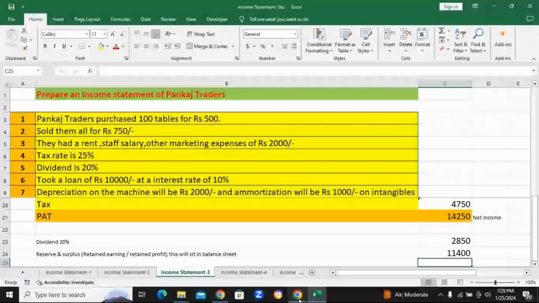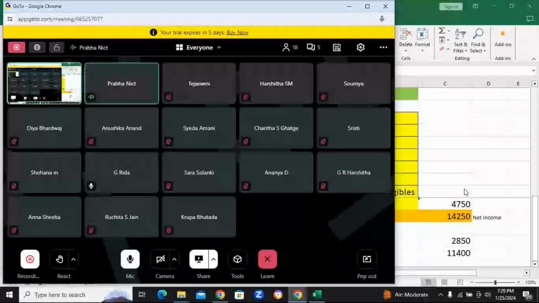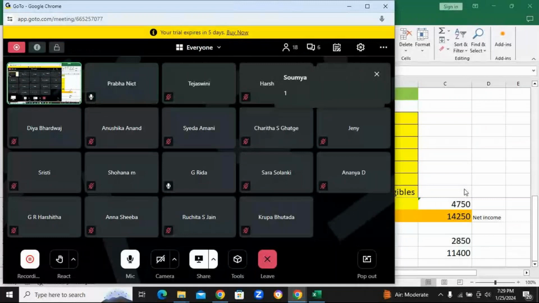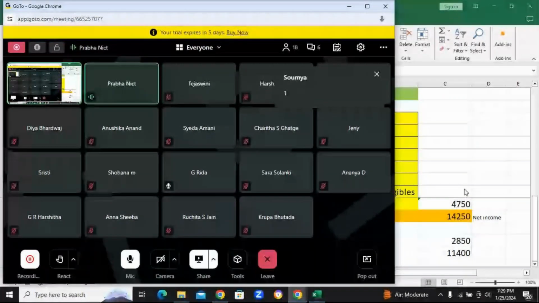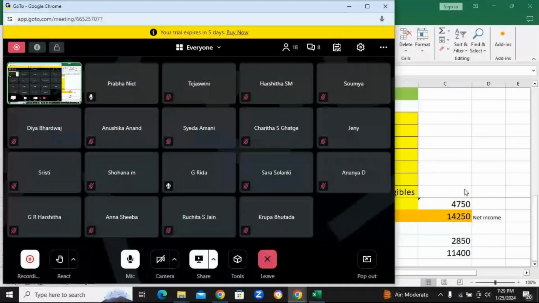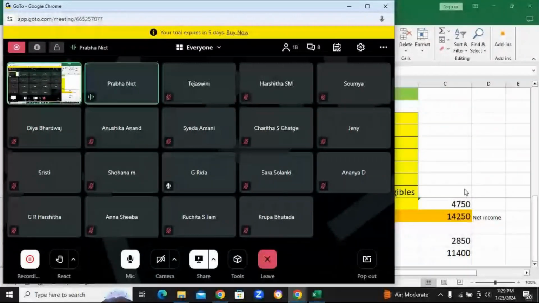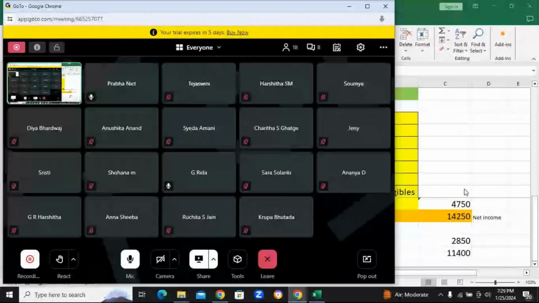Type in 1 if you people have got the same answer. If anybody is having any doubts or anything, please you can get it clarified. Anybody still having any doubts? Okay, we'll move to the next one. Income statement 1.